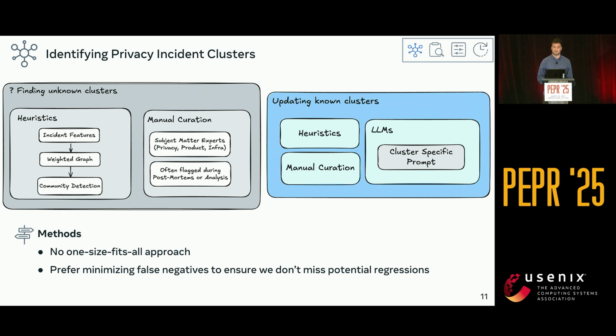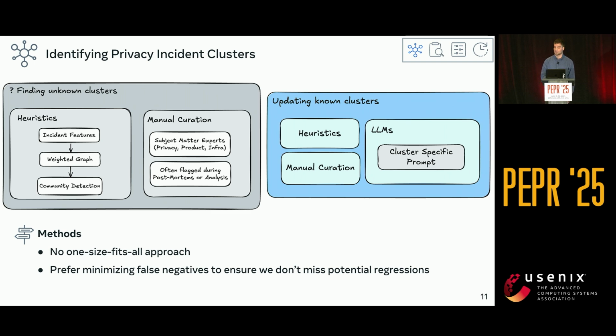For the second problem of matching new incidents onto existing clusters that we do know about and are tracking, in addition to our heuristic approach and manual curation, we leverage large language models to continuously evaluate incidents against cluster-specific prompts. So overall, in our experience, there isn't a single perfect method to find and update these clusters, and so we rely on a combination of automatic detection and manual processes to ensure that we don't miss any incidents that should be tracked in a cluster.